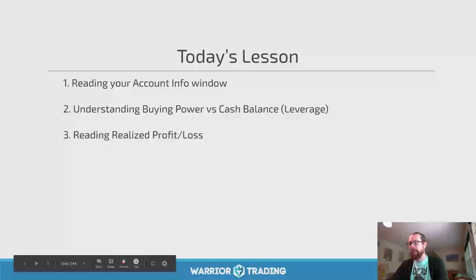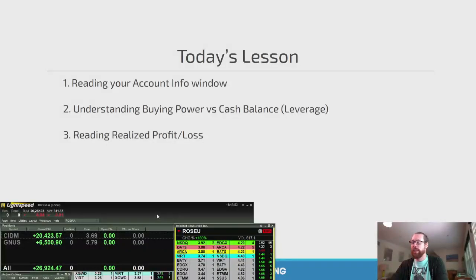It's kind of a pain that you have to log out and log back in, unlike in Lightspeed where I can just tab by pressing one button. It's much, much faster.